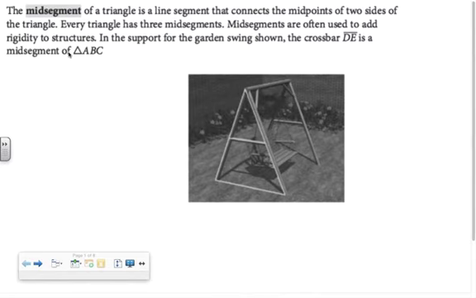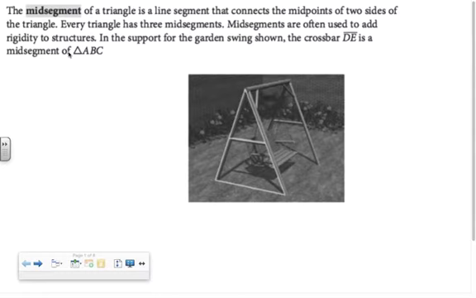In this lesson, we're learning about the last kind of special segment inside triangles. We're learning about midsegments. And midsegments are the segments that connect midpoints of the sides of a triangle. So if you notice this playground here, the crossbar is a midsegment of triangle ABC.